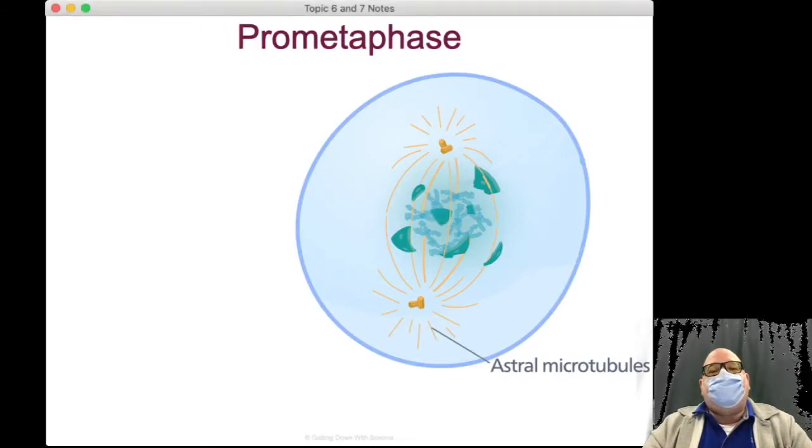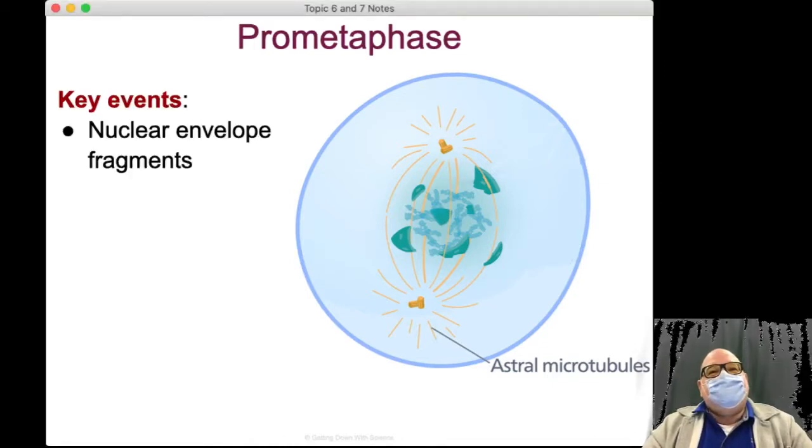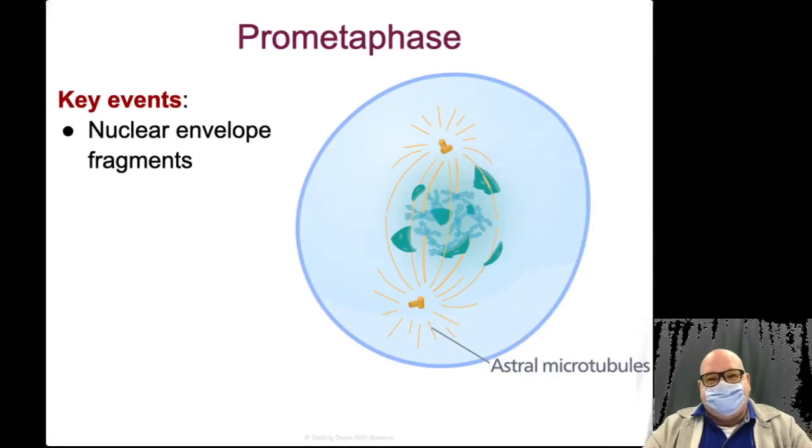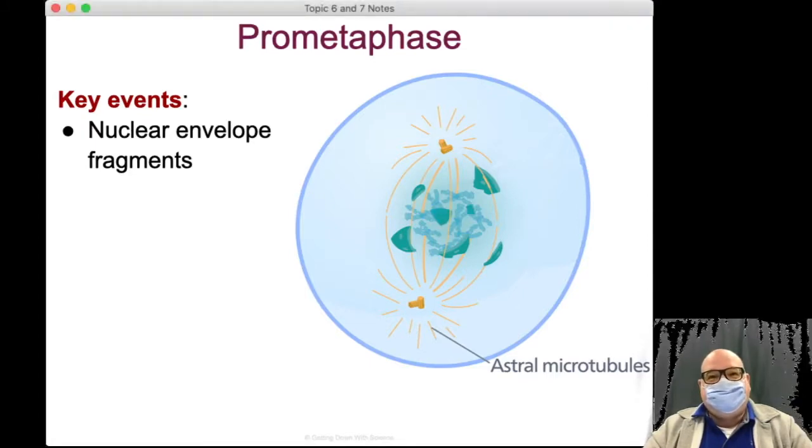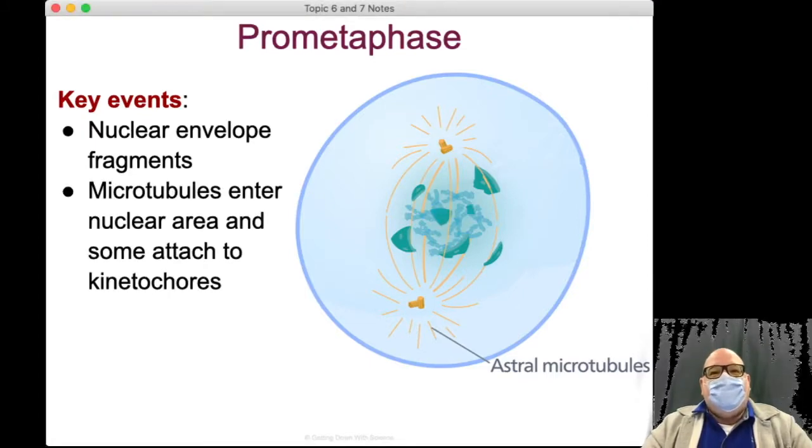Moving into what's called pro-metaphase, kind of like we're almost to metaphase. The nuclear envelope completely breaks down into fragments, and that will reform later. So we don't really need a nucleus anymore. The membrane we need to get rid of it. Microtubules shoot into the nuclear area.